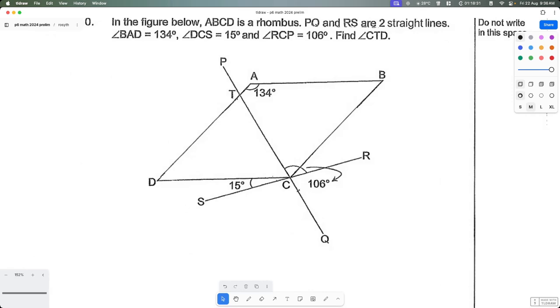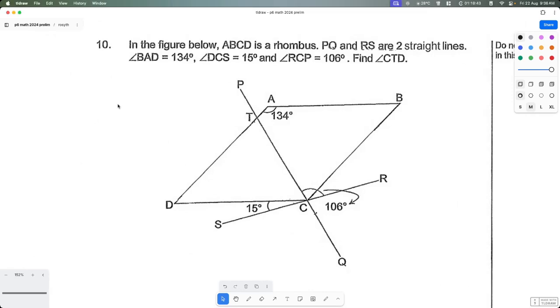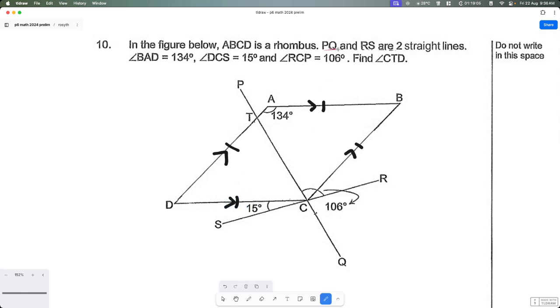Question number 10. Right, question number 10 says in the figure below, ABCD is a rhombus. So a rhombus is basically equal sides and parallel lines, right? So equal, equal, equal, equal, right? Okay, so now next thing is that PQ and RS are straight lines.